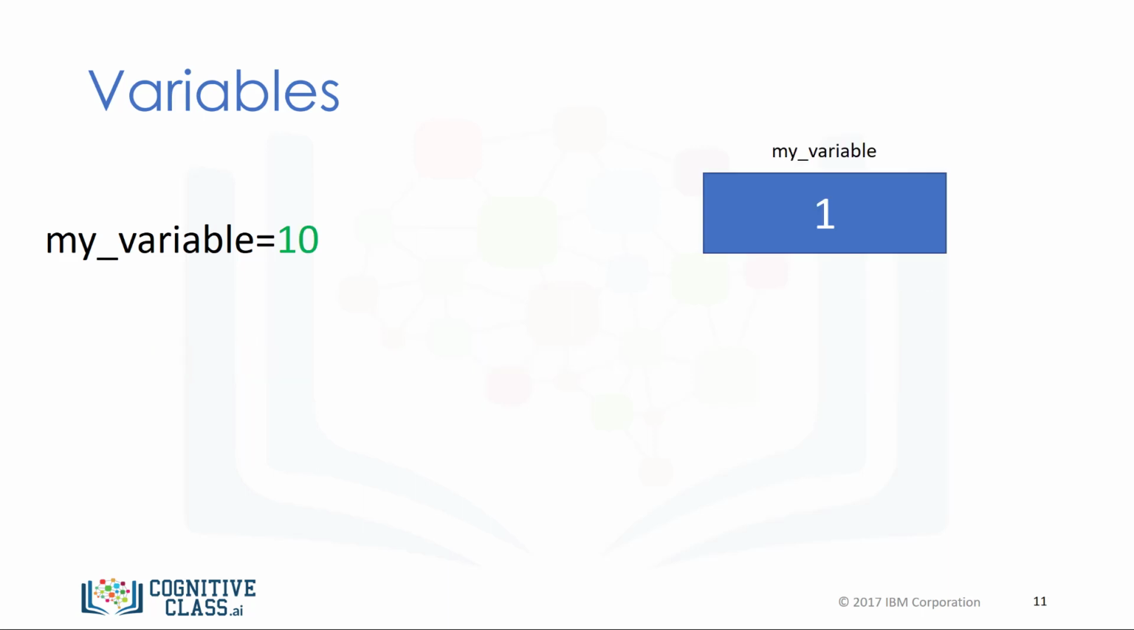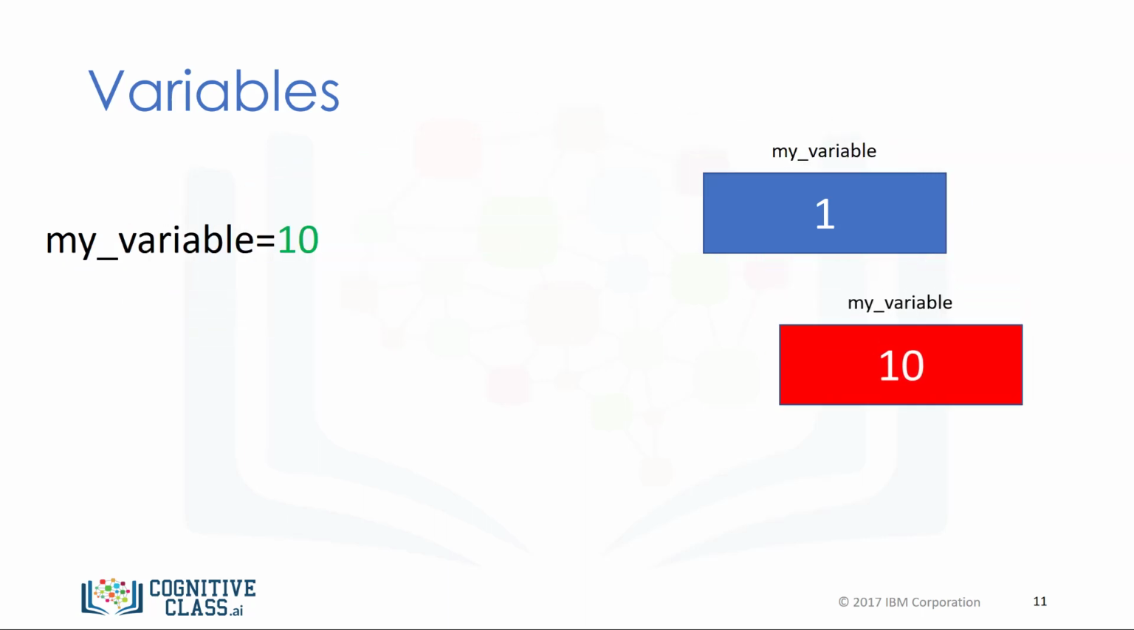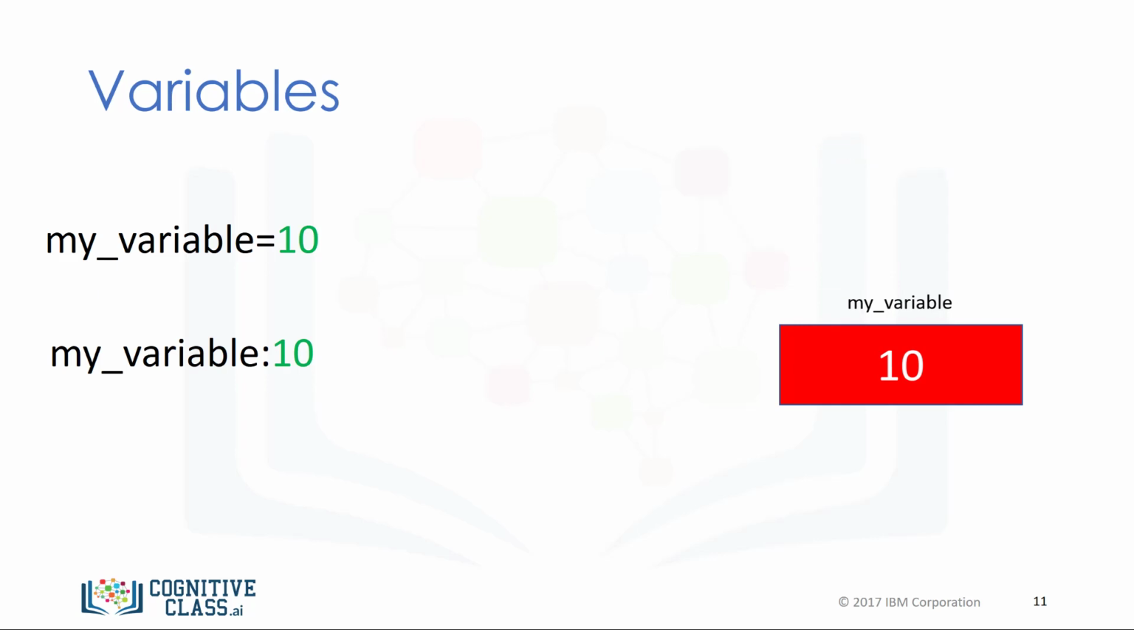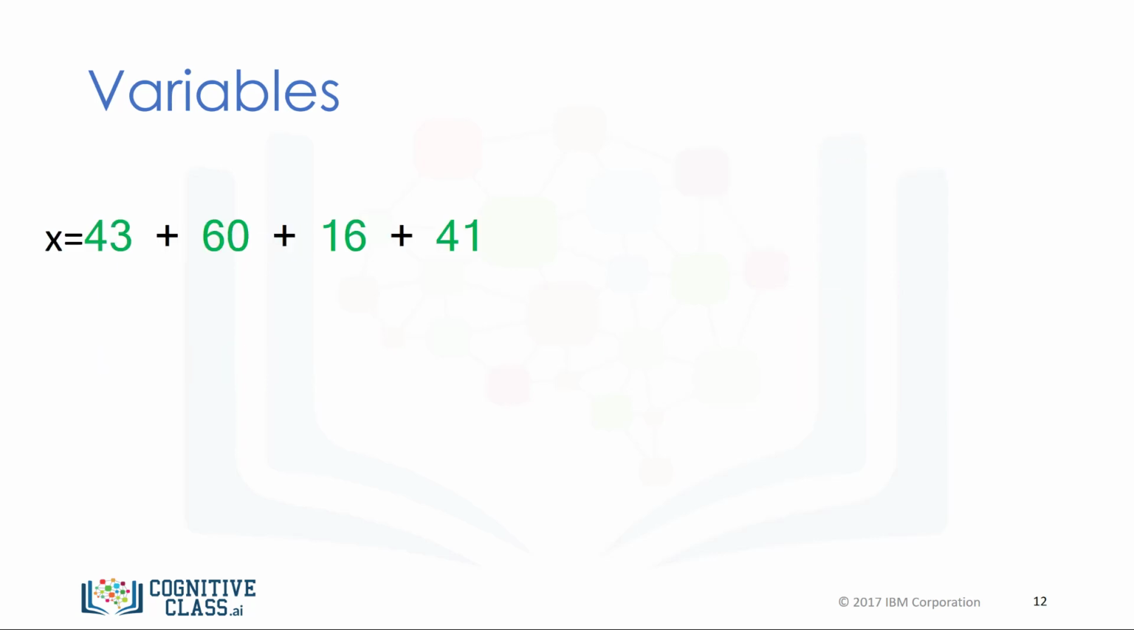We can assign a new value to my_variable using the assignment operator. We assign a value of 10. The variable now has a value of 10. The old value of the variable is not important. We can store the results of expressions.